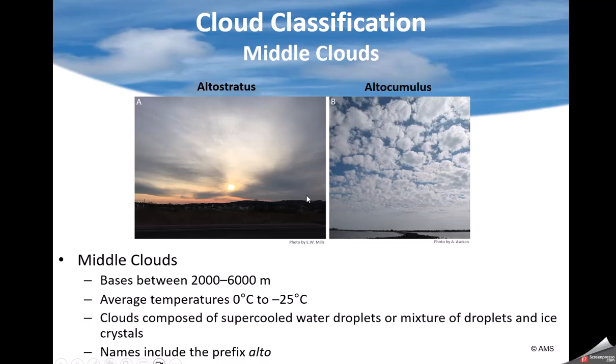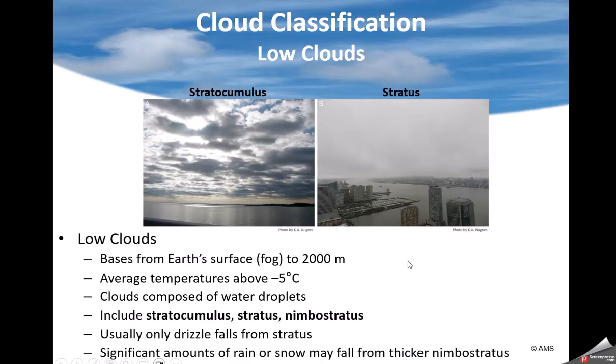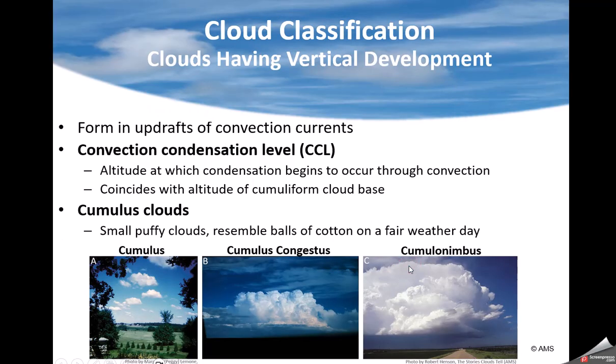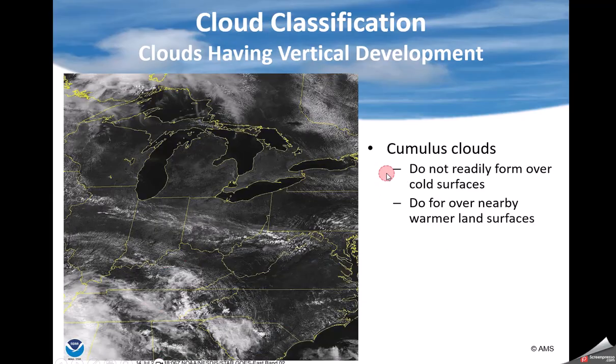Middle clouds, same thing, altostratus, altocumulus. Here are low, stratocumulus, stratus. Finally, here's the cumulus. See how the little nice puffy ones? Here's a little bit cumulus congested. Might just be ready to make more of a towering cumulus cloud. Now you finally have cumulonimbus.